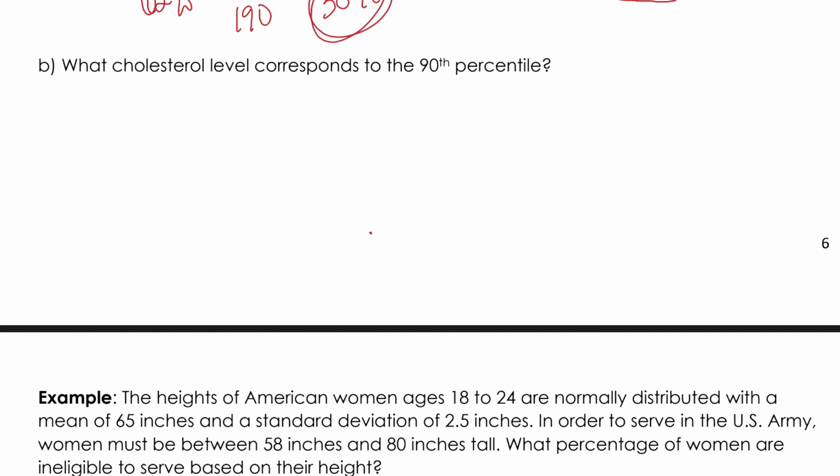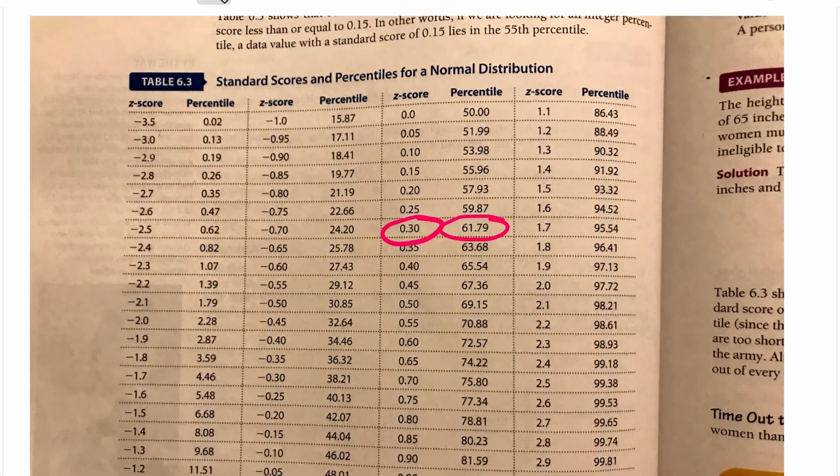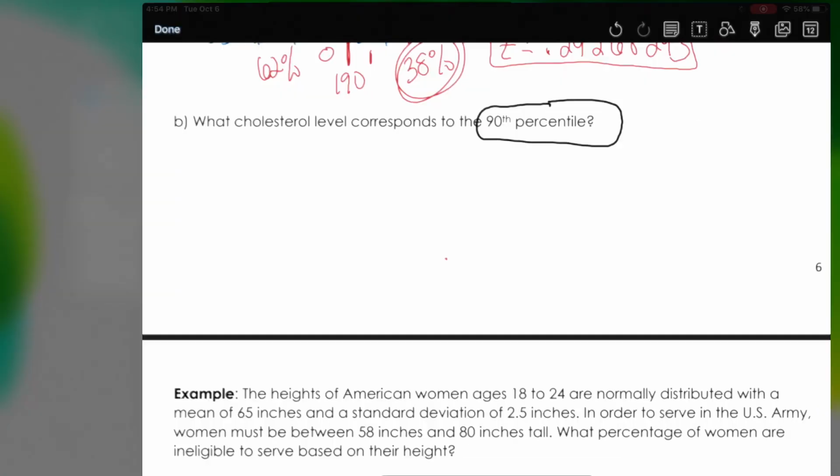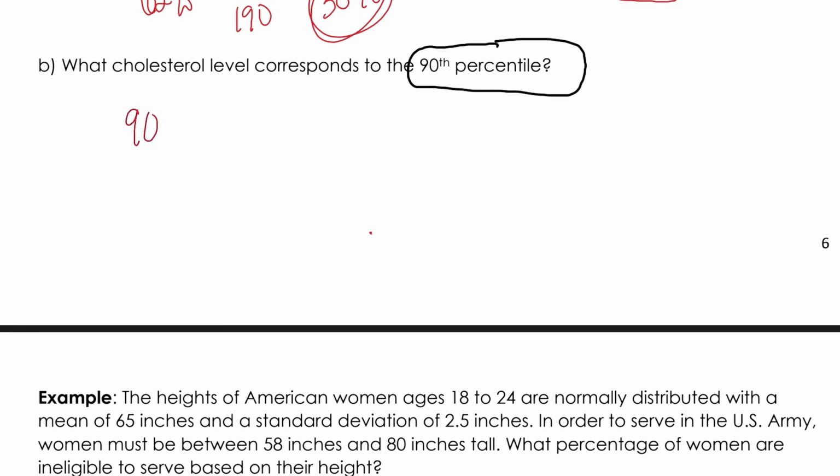Okay, the next part says, what cholesterol level corresponds to the 90th percentile? So this time they're giving us the percentile, and we can look up on the chart the closest we can get to the 90th percentile. So here's the percentile column. I want to find the closest I can get to 90%, which looks like this one right here. My z-score for that looks like 1.3. So coming back here, the 90th percentile corresponds to a z-value of 1.3.